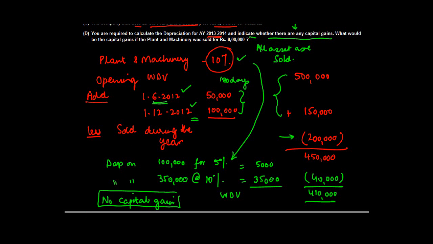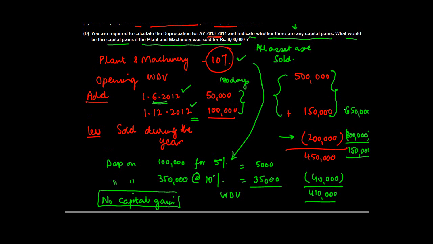Right? The next question is, what would be the capital gains if the plant and machinery was sold for 8 lakh? Now just have a look out here. If plant and machinery is sold for 8 lakh, the total value of the block was how much? 5 plus 1.5, which is 6,50,000. If you sell the machinery for 8 lakh, there is a gain of 1,50,000.